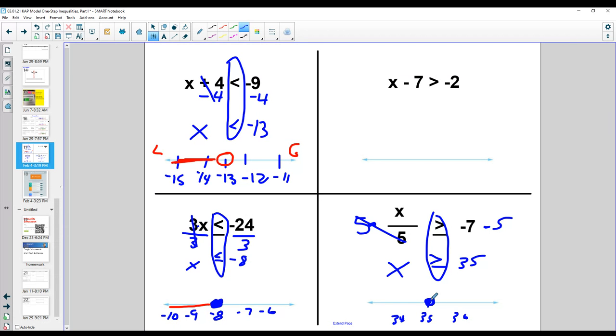To check your answer, you can actually input it back into it. For example, if I took 40, 40 divided by 5 is 8. Is 8 greater than or equal to -7? It is. If I did 35, wait, stop. And you go redo this one. I just realized this is a multiplication dot. My handwriting is not good.